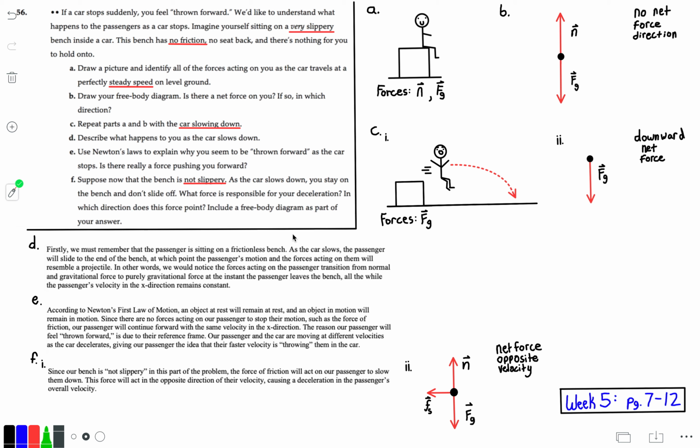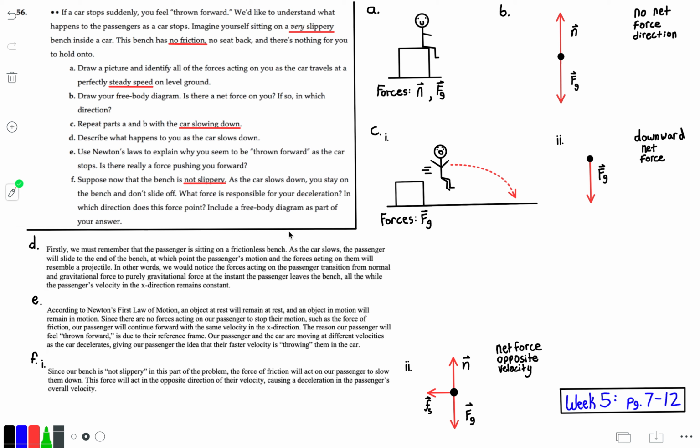In today's video, we will be discussing Physics 251, Week 5, Video Explainer, problem number 56. In this problem, we're asked some questions pertaining to force and motion. We're asked to draw some free body diagrams as well as some pictures to illustrate what is going on when we feel like we're jolted forward when a car is slowing down or stopping. So this really relates to Newton's first law of motion.